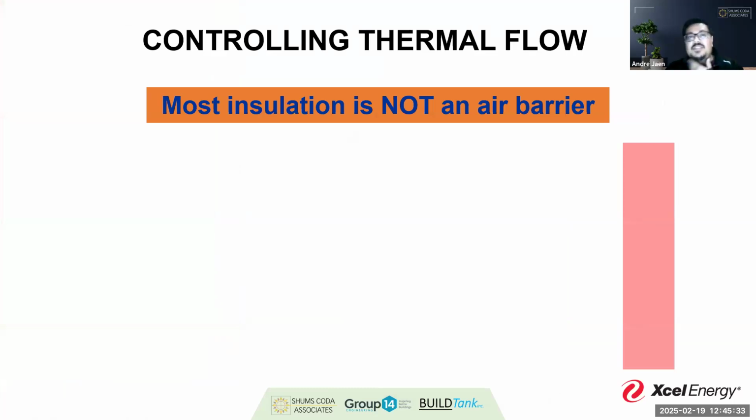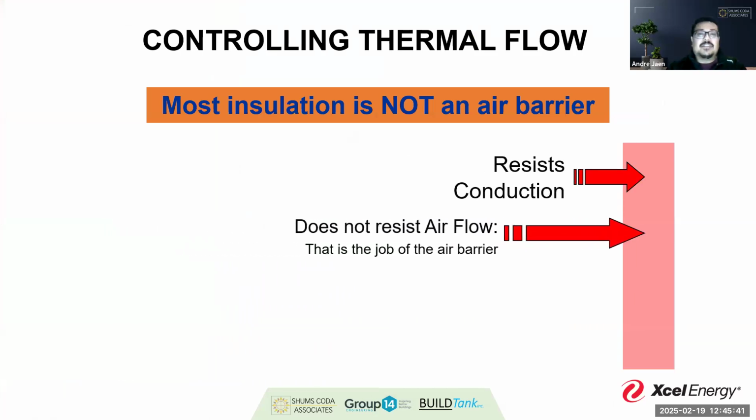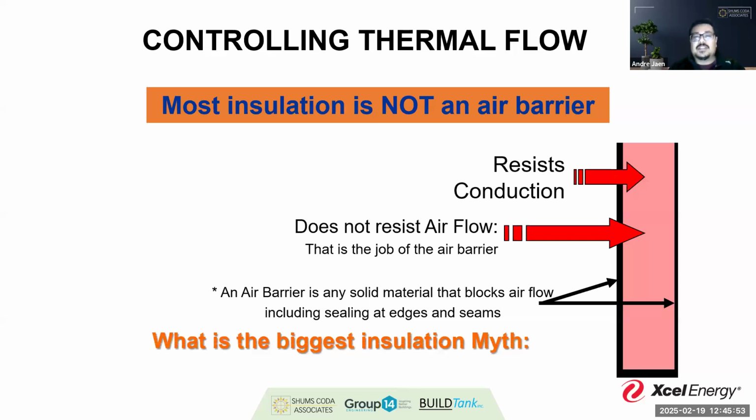So, like I was saying, most insulation is not an air barrier, right? Most insulation is air permeable. Its job is to reduce thermal conduction. It does not resist airflow. That's the job of the air barrier. The air barrier is meant to basically lock that in place and create a dead pocket of air. And that's why its continuity is just so dang important in this conversation.